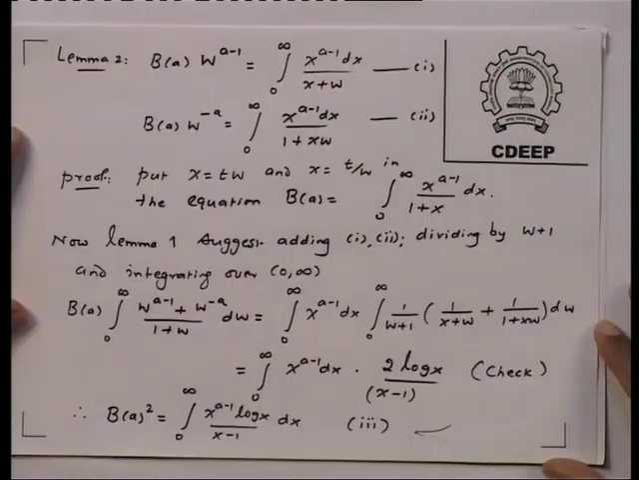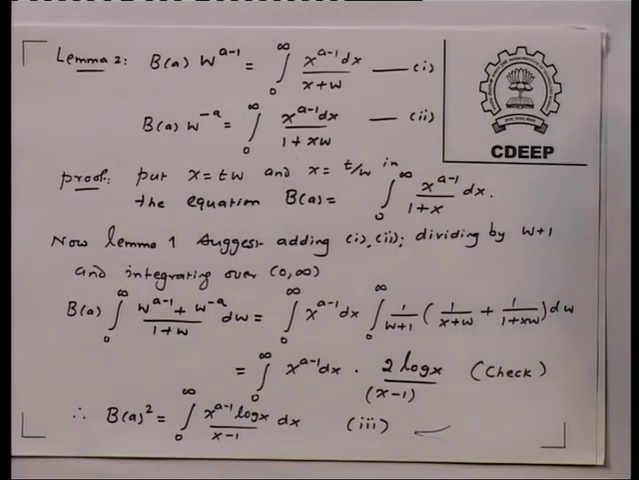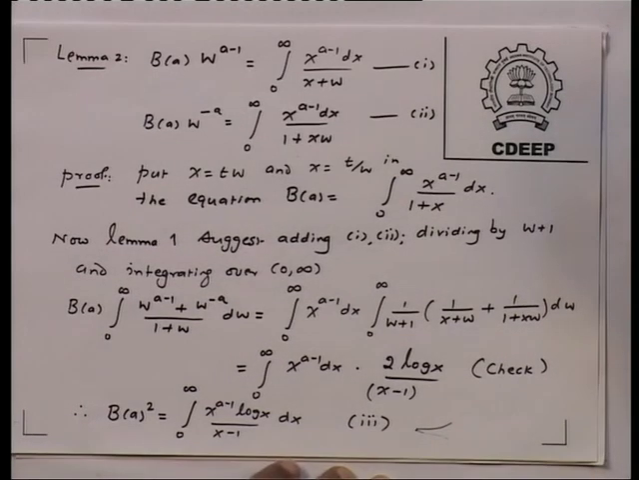Again, just write these two equation numbers. B of a, w of a minus 1 equal to integral 0 to infinity x to the power a minus 1 dx upon x plus w. The second one is B of a, w to the power minus a equal to integral 0 to infinity x to the a minus 1 dx upon 1 plus x w. Proof is again trivial, put x equal to t w and put x equal to t by w respectively. That is it. Proof is pretty trivial.